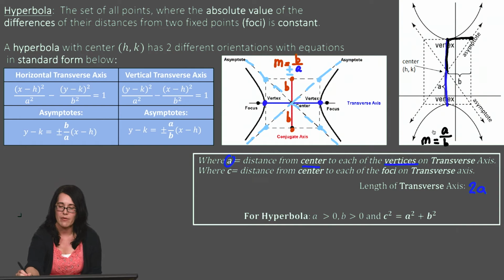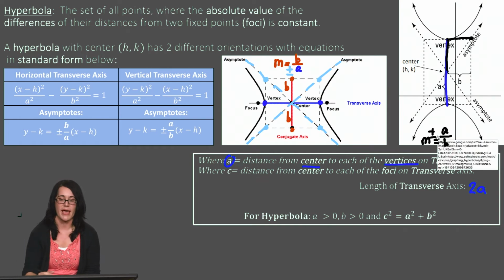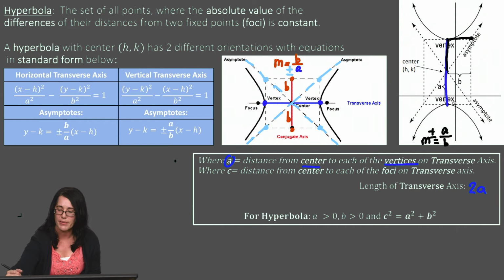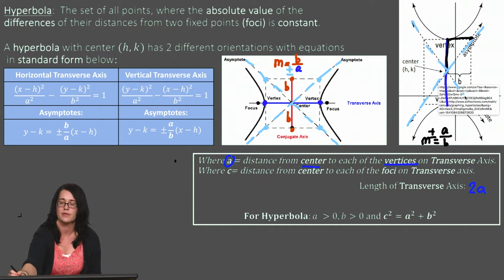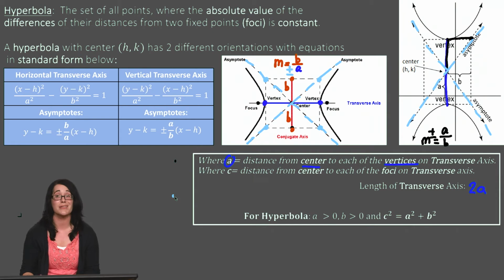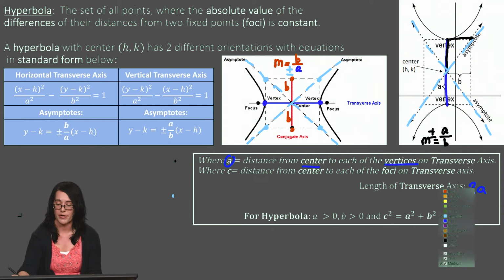So again, we would have a positive and a negative slope of a over b this time. And now we would be able to draw our two asymptotic lines with the appropriate slope of a over b being positive or negative to get our two different lines. And we would also notice that it goes through the center, which is (h, k). Okay, with that said, you could then sketch your hyperbola correctly.